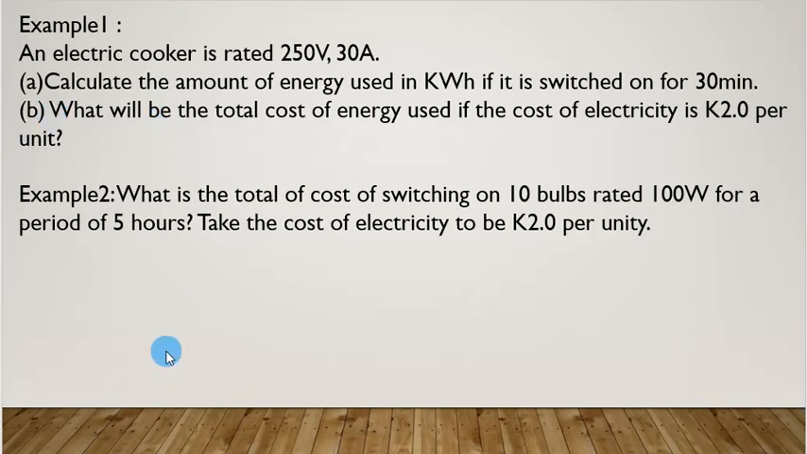So let's look at our first example. An electric cooker is rated 250 volts, 30 amps. Calculate the amount of energy used in kilowatt hours if it is switched on for 30 minutes. Then B, what will be the total cost of energy used if the cost of electricity is 2 kwacha per unit? So we go to our board and do the calculations.